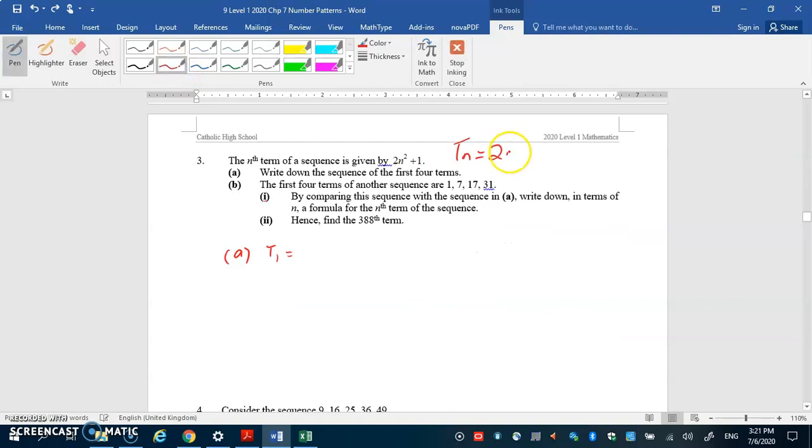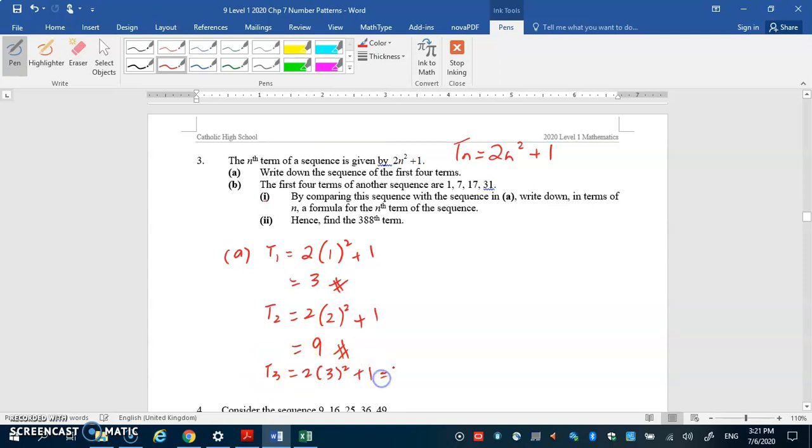T1 will be 2 times 1 squared plus 1, which is just 3. Okay, then T2 will be 2 times 2 squared plus 1, which is 9. And then T3 will be 2 times 3 squared plus 1, which is 19. And then T4 will be 2 times 4 squared plus 1, which is 33. Okay, so the first 4 terms are 3, 9, 19, and 33. Okay, part B.